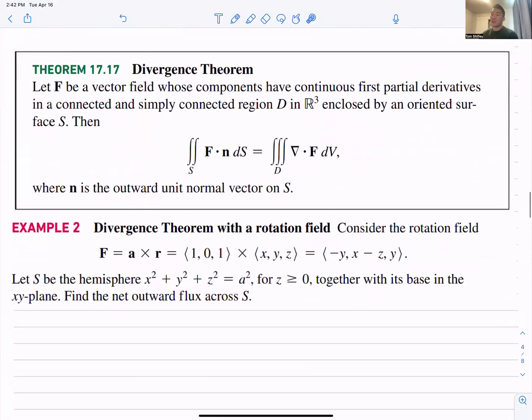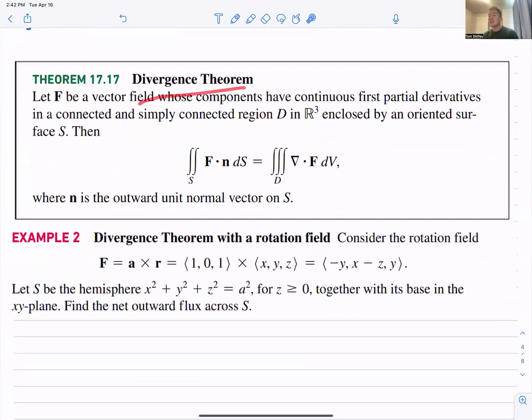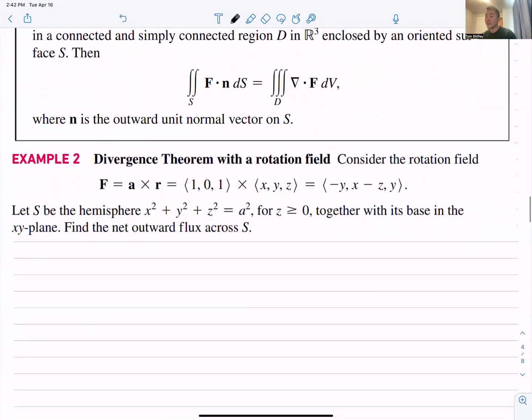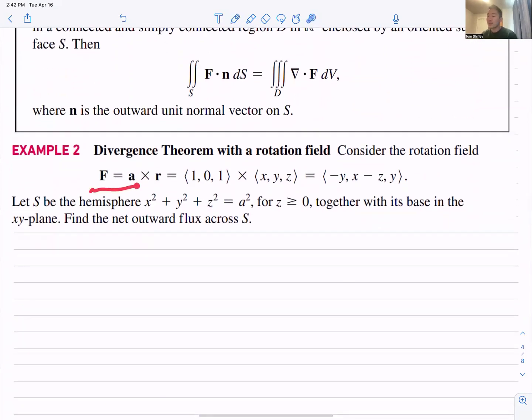The reason why the divergence theorem is so nice is because so often the divergence of a vector field is way nicer. I'm going to give a couple examples of this one because a lot of them are actually not that hard to do. So consider the rotation vector field given by negative y, x, minus zy, and let S be the hemisphere x squared plus y squared plus z squared equals a squared together with its base. So it's a closed region. The idea is you have this base at the bottom that has radius a, and then you take the dome on top of it.